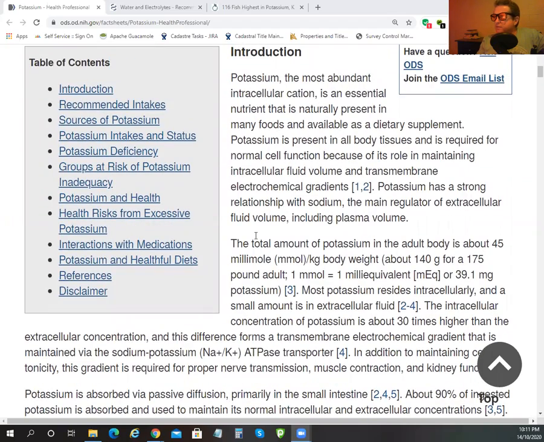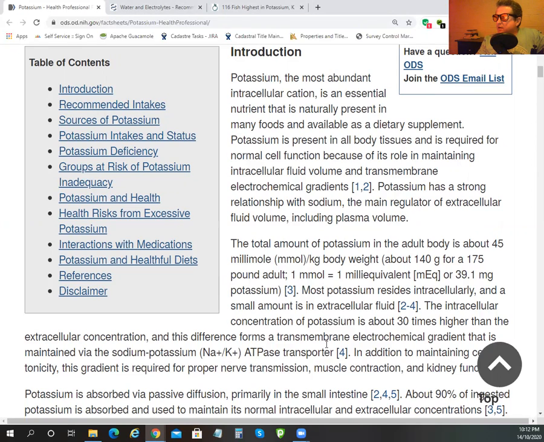That's just the motherhood statement about potassium: the most abundant intracellular electrolyte, an essential nutrient. Potassium is present in all bodily tissue. It maintains transmembrane electrochemical gradients, the sodium-potassium gradients. And potassium has a strong relationship with sodium, which we know is the main regulator of extracellular fluid volume, including plasma volume. So obviously plasma volume is in the arteries.